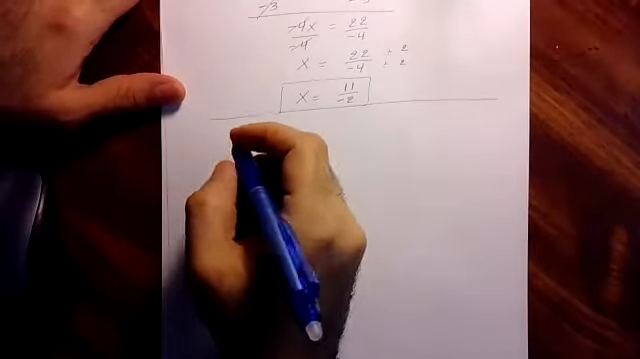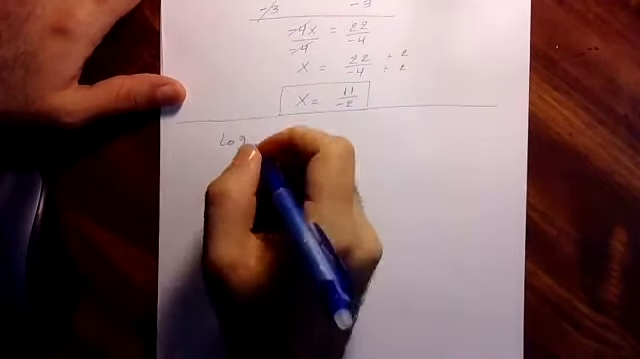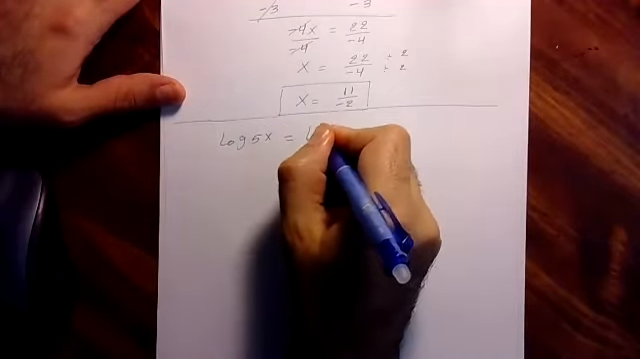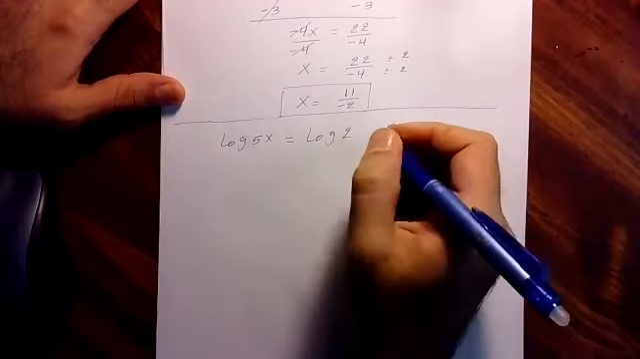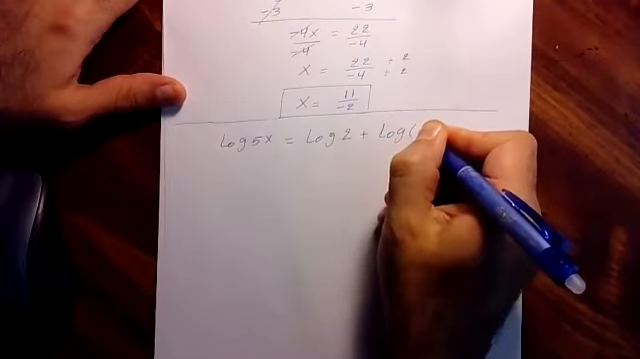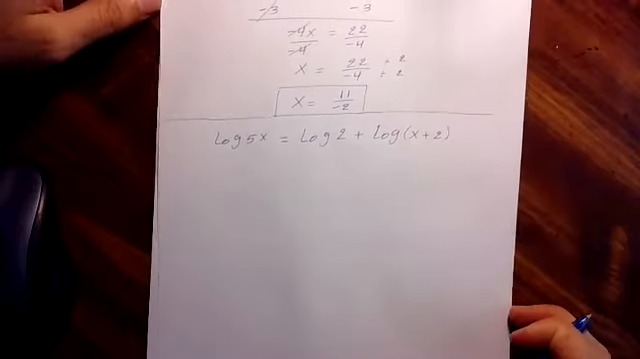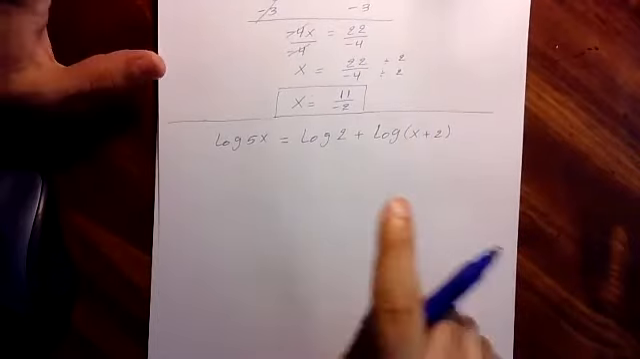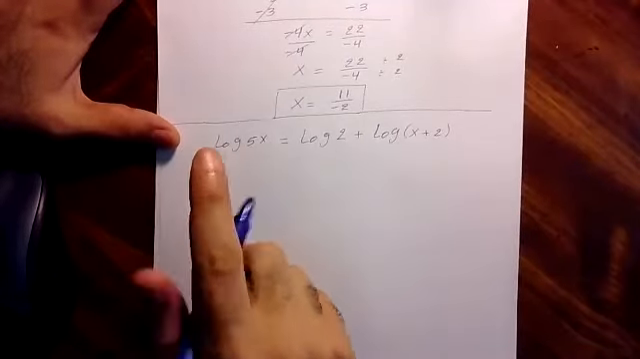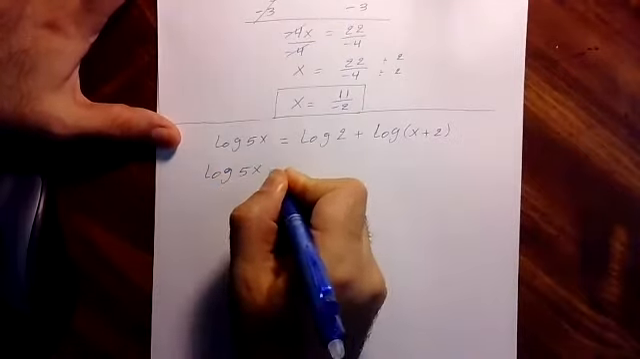Log to the 5x equals log 2 plus log to the x plus 2. So check with this example how I need to find the value of x. I have x here and I have x here. I can't do anything with this side, so I'm just going to write log 5x on this side equals.